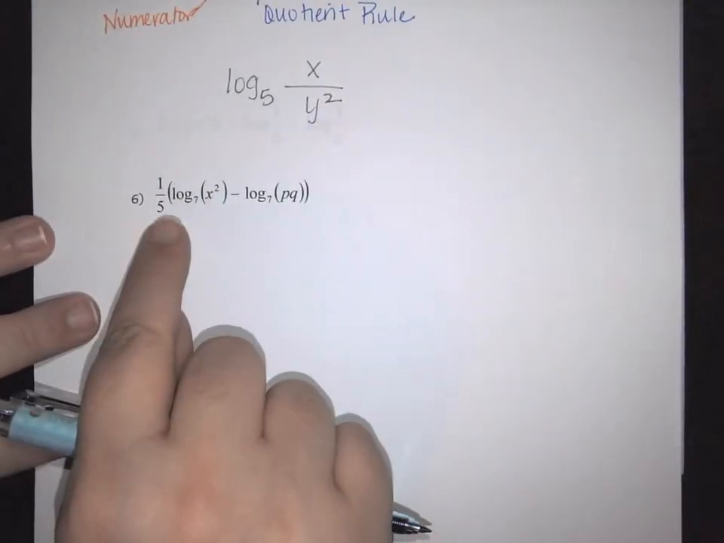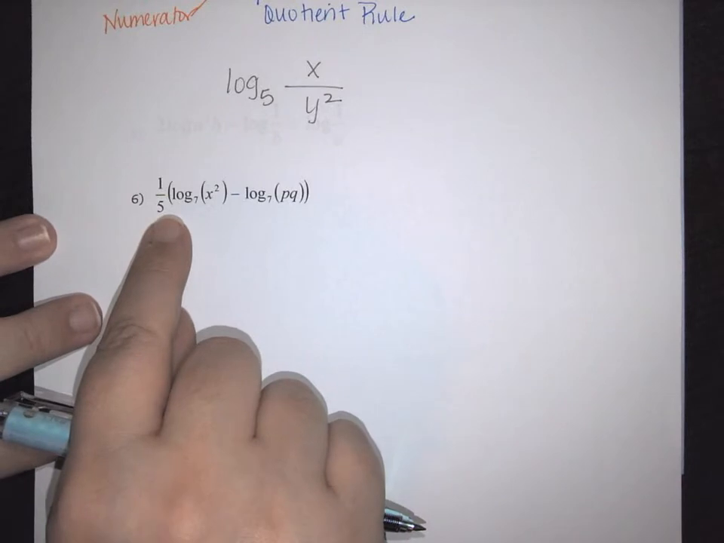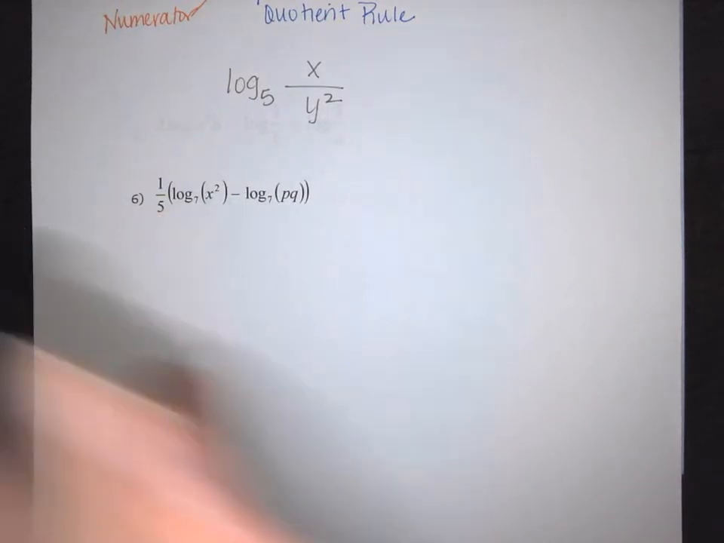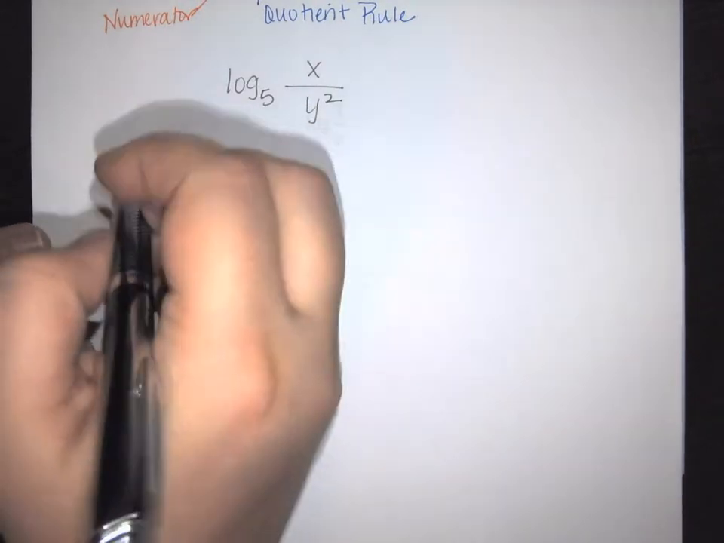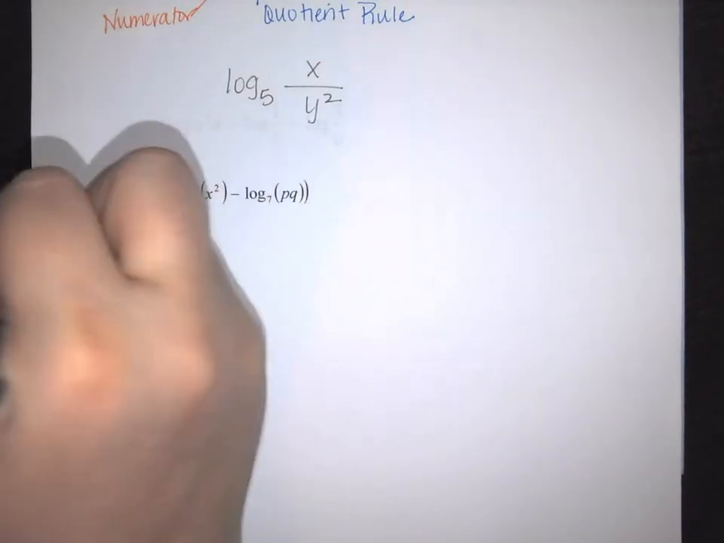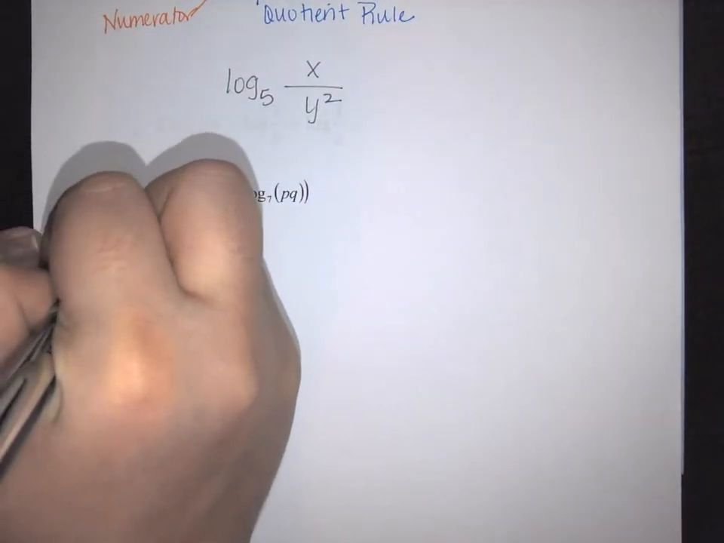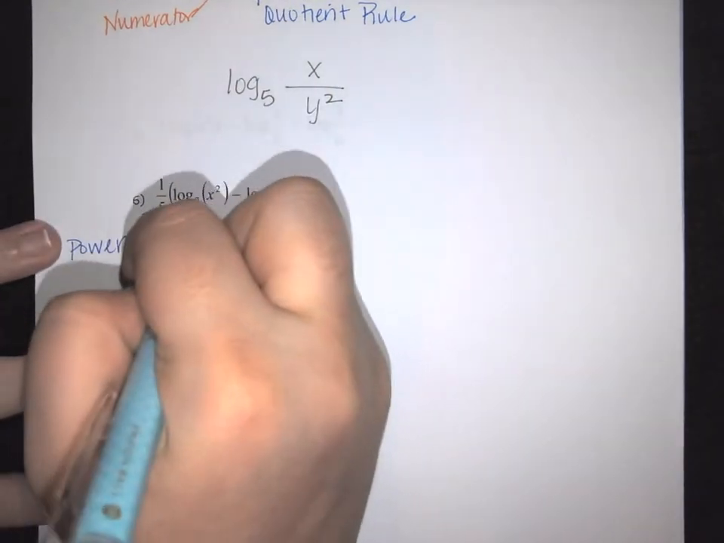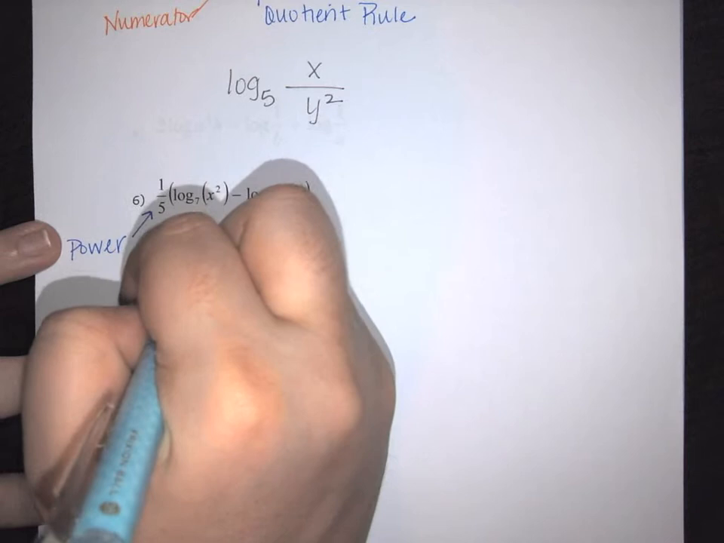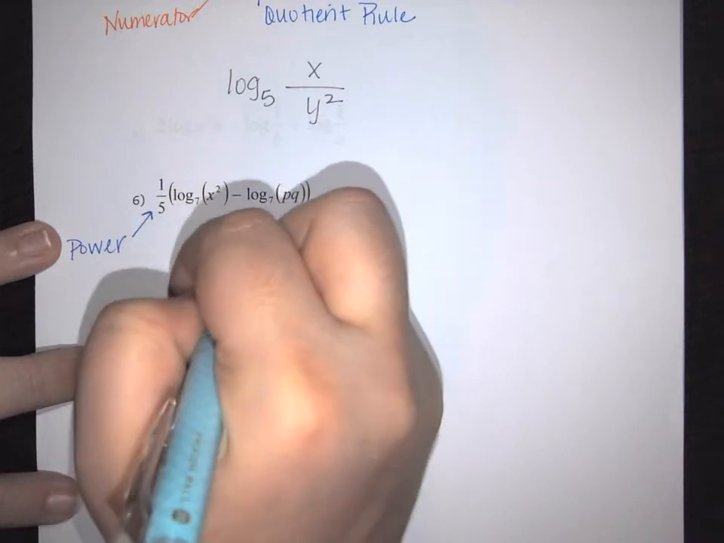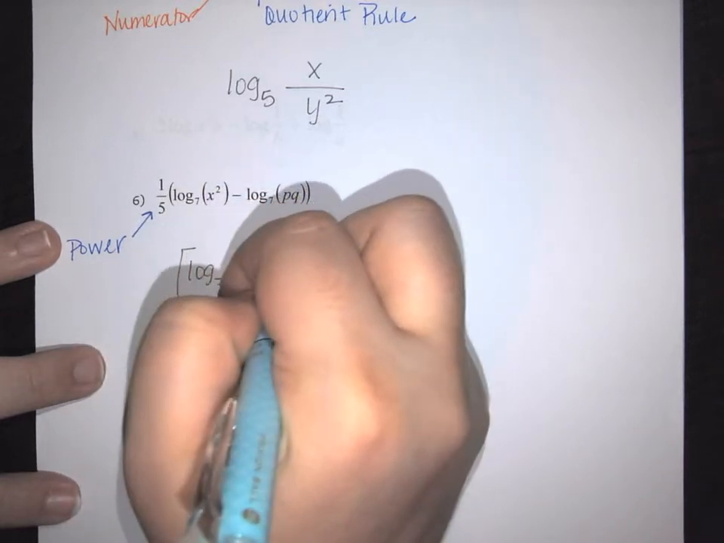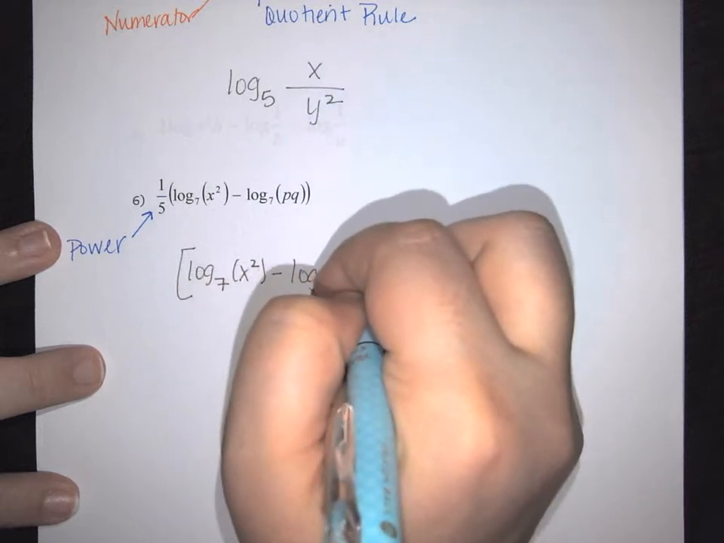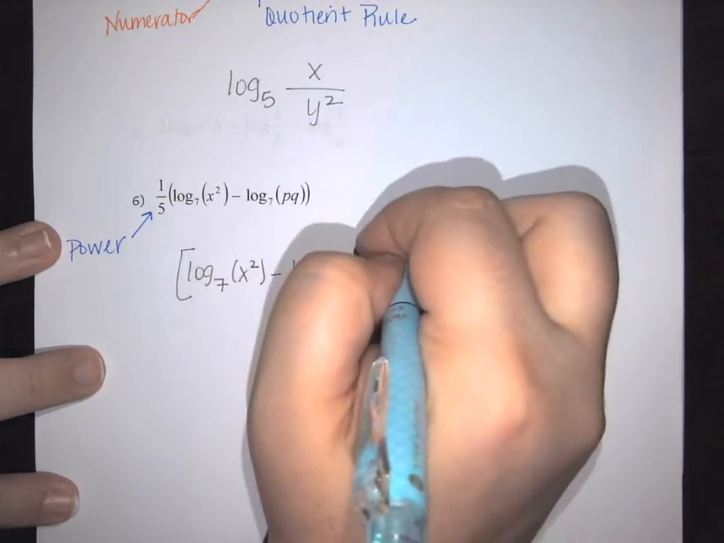So here we have to pay very close attention to the parentheses that we have so that you can identify what truly goes where. So the first thing we have to start with here is a power rule. And so with that power rule, what that says is we're going to start right off the bat by having the log base 7 of x squared minus the log base 7 of pq to the 1/5.